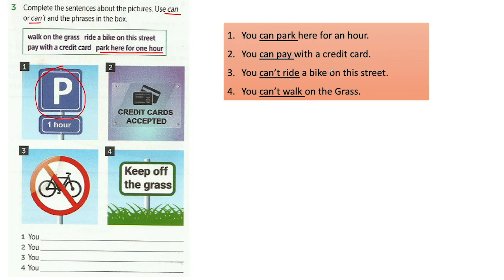Number 3, you can't ride a bike on this street, because there's the sign that says you cannot do it, right? So here it says you can't ride your bike here. And finally, we have you can't walk on the grass, right?